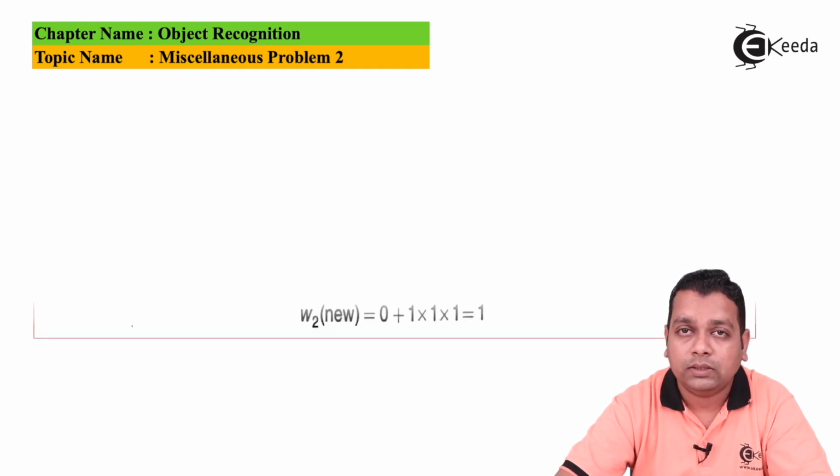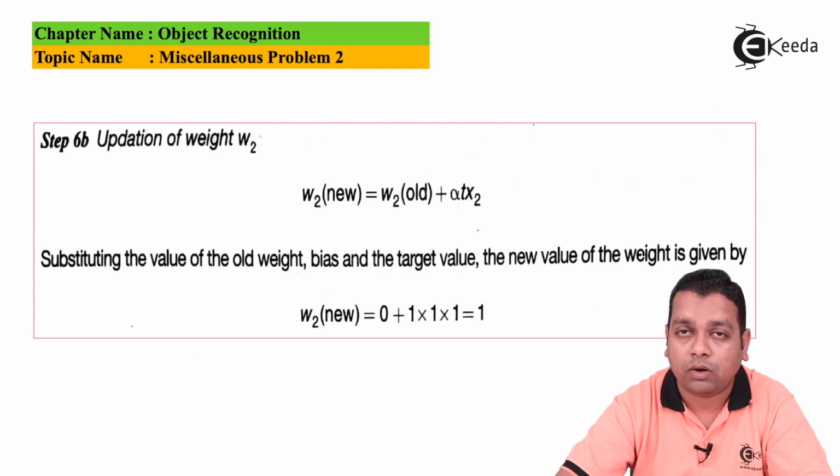Now we carry out step 6b for updation of the second weight, w2. It also holds the formulation for computation: w2 new is obtained as w2 old added with the multiplication of alpha, t, x2. So we substitute the value of the corresponding old weight, the bias and the target value, and the new value can be given as 0 added with 1 into 1 into 1. So finally it is equal to 1.